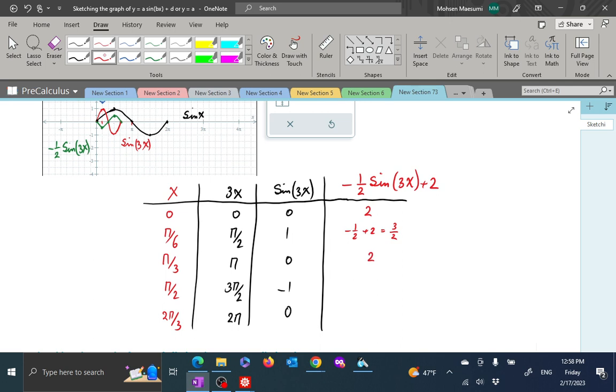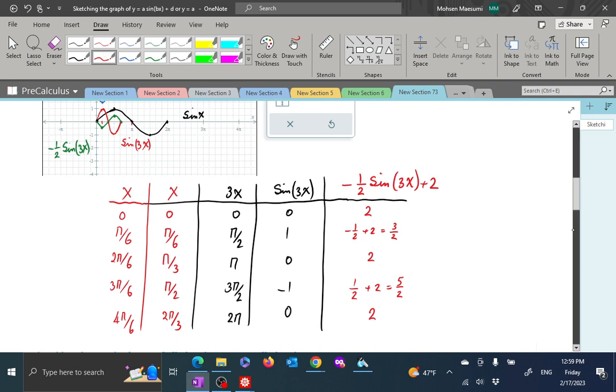Minus 1/2 times minus becomes plus 1/2, and add a 2, so that becomes 5/2. 0 times minus 1/2 is 0, and a 2. Now we said for keeping track of where we are on the page, it's best to write everything with the same denominator. So 0, pi/6, this is of course 2 pi/6, this is 3 pi/6, and this is 4 pi/6. So we are clear as to where everything is located.